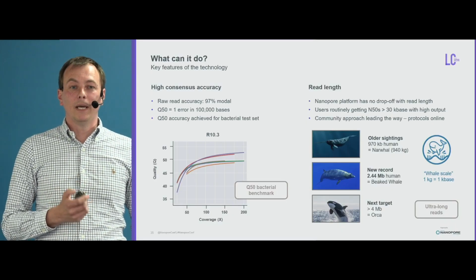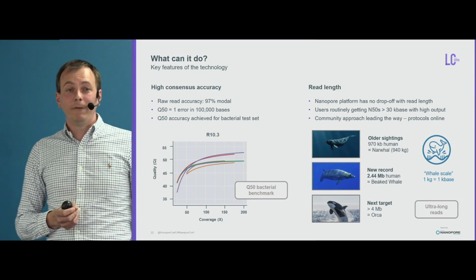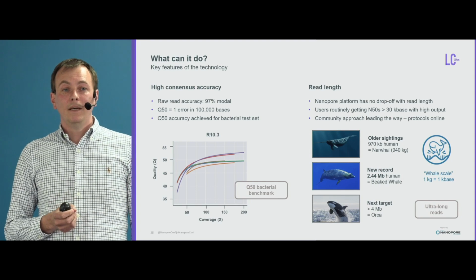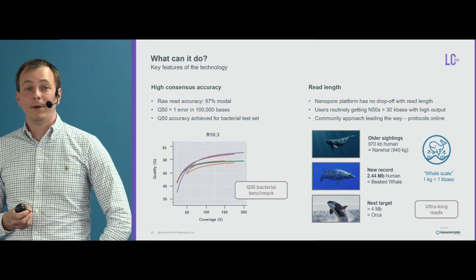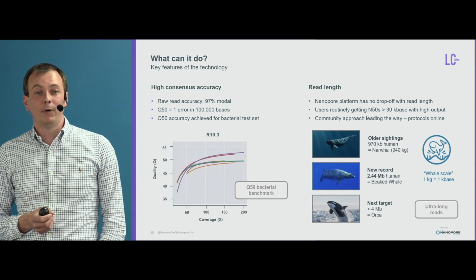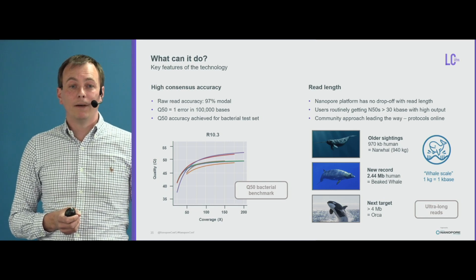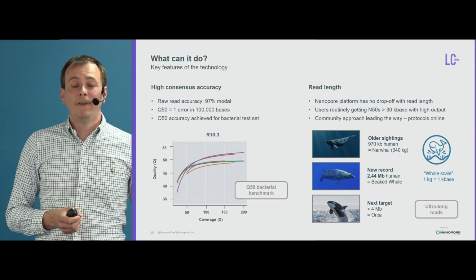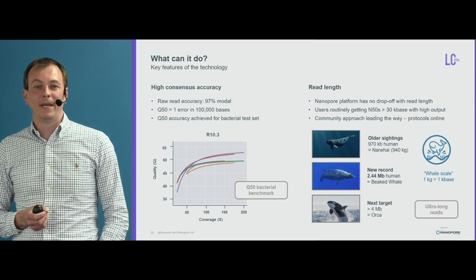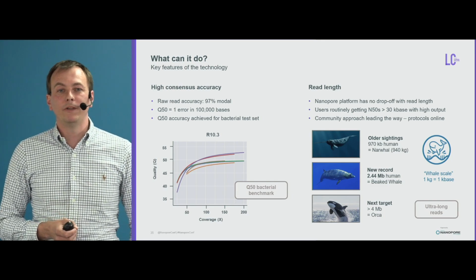So very quickly go through some key features. So the Nanopore platform is pretty accurate. We've been improving this steadily over the years. As I said, our raw read accuracy is now at 97% modal. The R10.3 chemistry is achieving Q50 results on a bacterial test set, and Q50 is one error in every 100,000 bases.